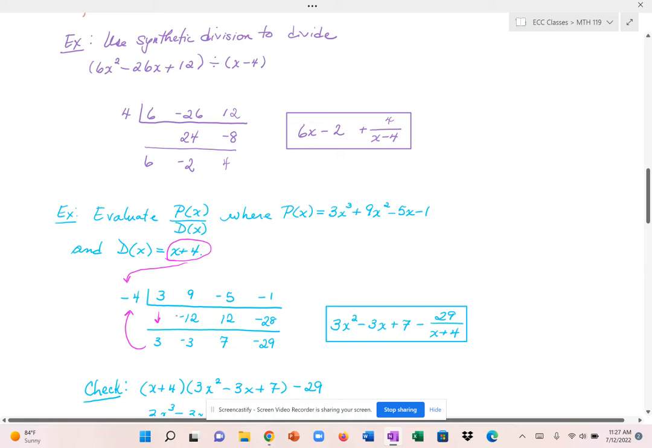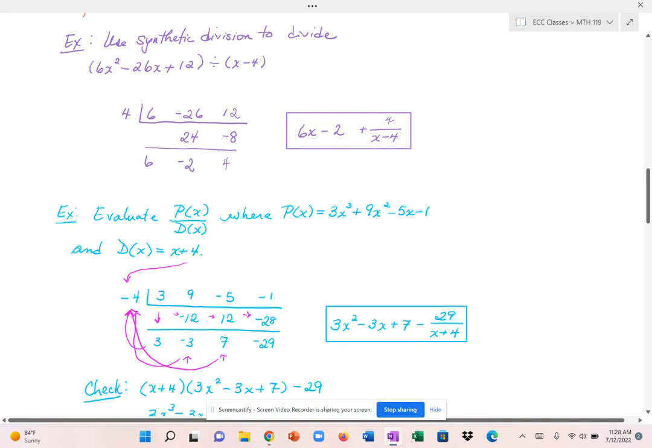All right, so first step is copy down the first number and then multiply 3 times -4. That's where we get -12. That -12 gets added to the 9. That gives me -3. Repeat the process. -3 times -4 gives me a +12. Add -5 and 12 and you get 7. Take that 7, multiply it by the -4. That gives me -28. -1 and -28 gives me a remainder of -29.